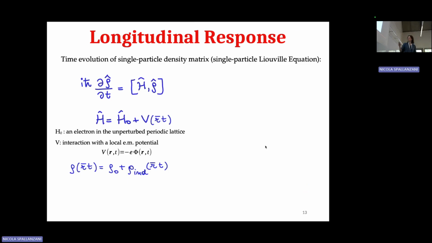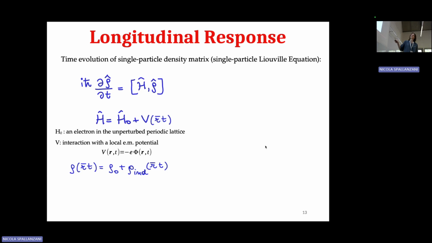I would like to go on with the practical example of calculation of the longitudinal response. In this case, we are considering a very simple Hamiltonian, which is given by H0, that I will describe, plus V. H0 is the Hamiltonian of an electron in an unperturbed periodic potential, while V is the interaction energy with the local electromagnetic potential.